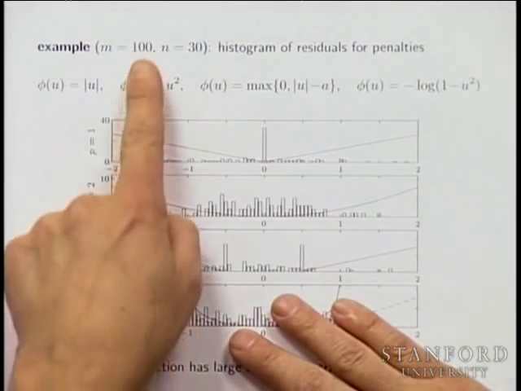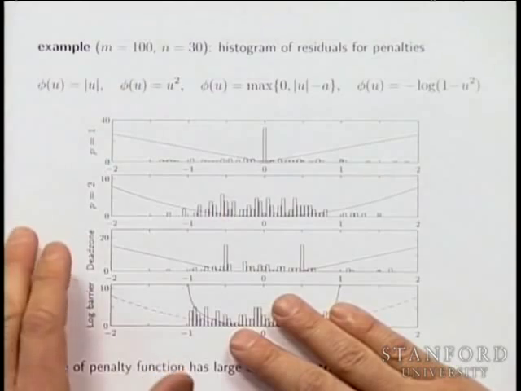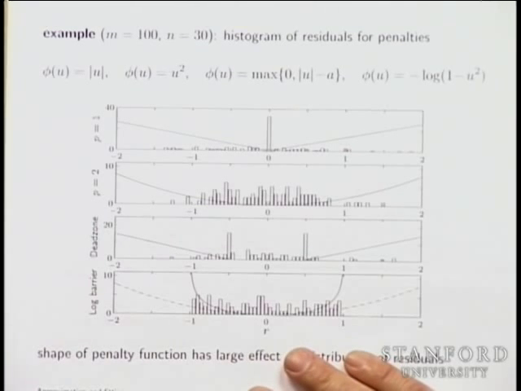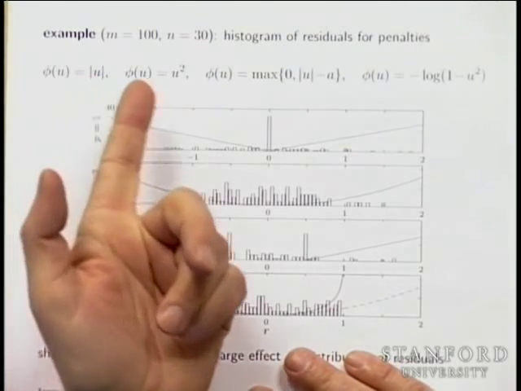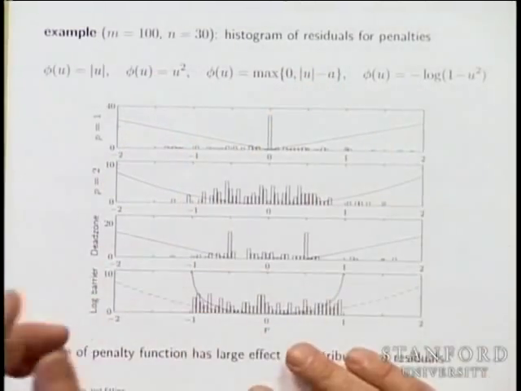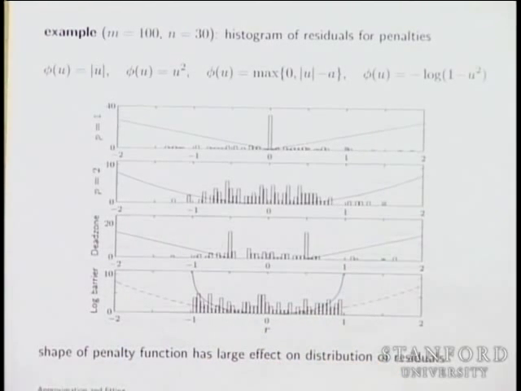Well, obviously, when you solve this problem, you get different values of x and different residual distributions. So here's just a silly example, where everything's completely random. A is 100 by 30, so you have 30 variables. And you minimize the penalty function applied to the residuals, for absolute value, which is going to end up being the same as the 1 norm, the 2 norm, dead zone linear, and a log barrier. And here's what you get. And actually, this is already really interesting.